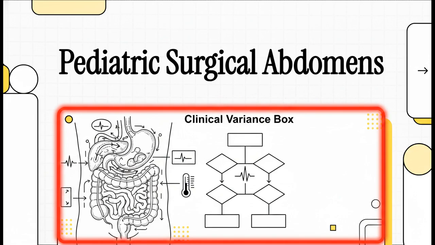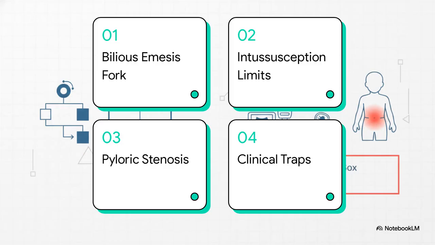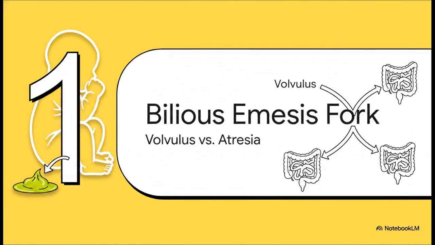Let's get into it. Here is our clinical algorithm roadmap for today. 1. The bilious emesis fork. 2. Intussusception reduction limits. 3. Pyloric stenosis metabolic correction. And 4. Clinical reconciliation traps. Module 1. The bilious emesis fork. Malrotation with volvulus versus duodenal atresia.